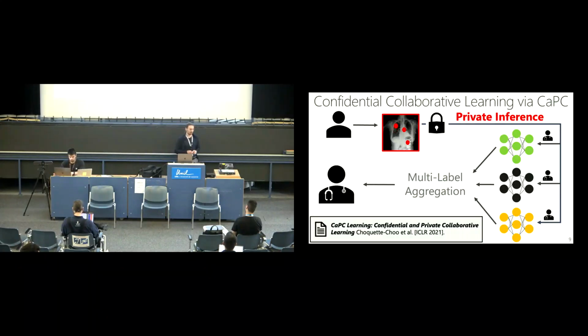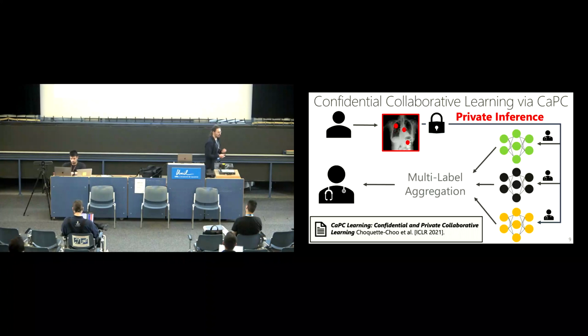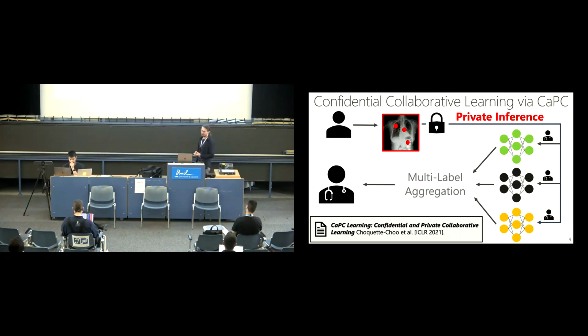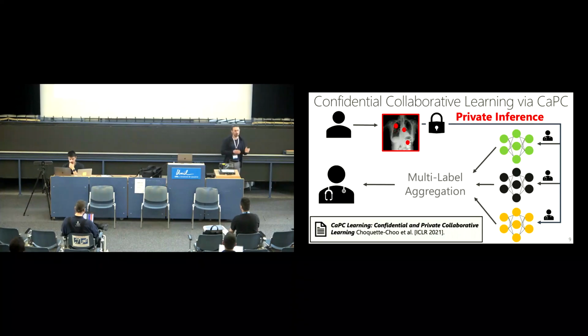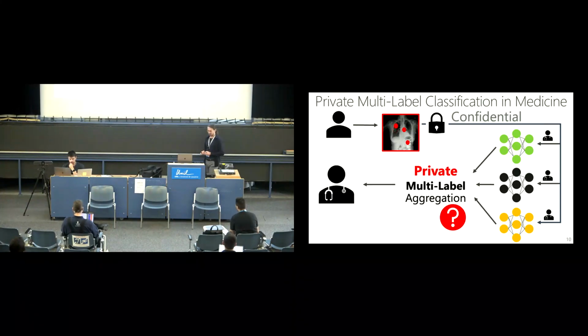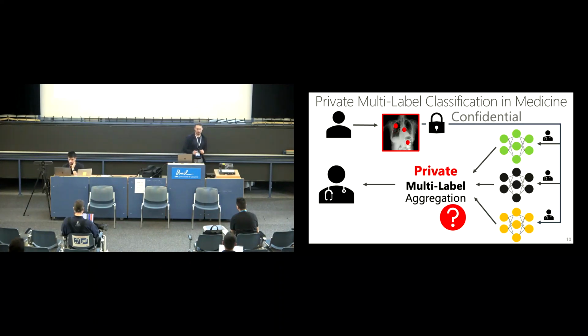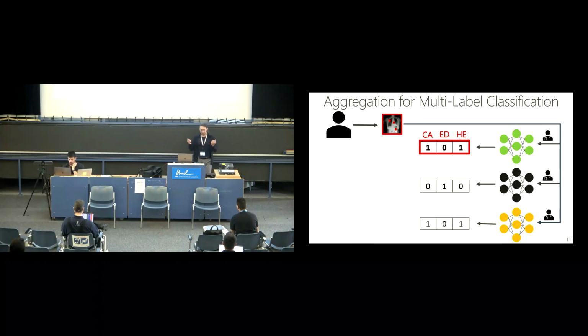So how do we tackle the first problem? For the first problem, we use the framework called CAPC, which stands for Confidential and Private Collaborative Learning. Here we apply private inference to be able to do this inference on encrypted data for this new patient. So this is done. And then the second problem still remains: how to provide privacy for the data on which we train these ML models. So now let's start from the beginning.